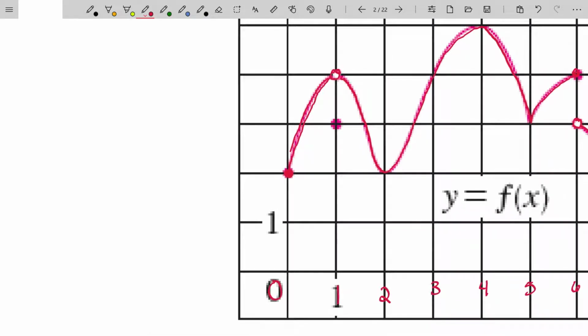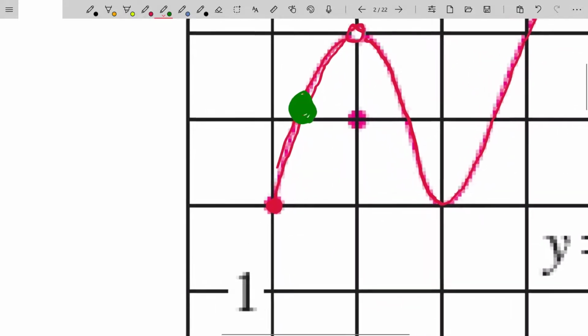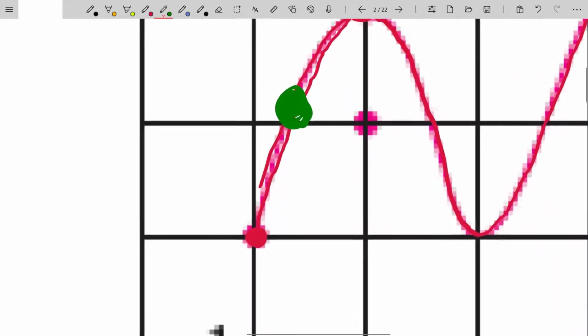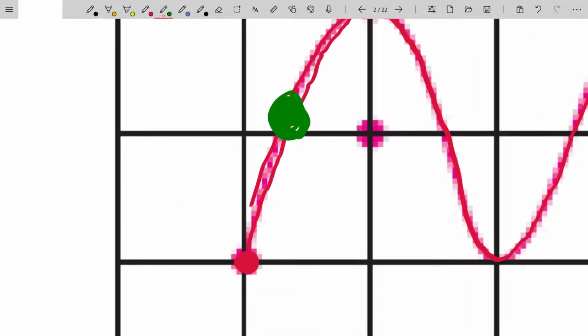Now, let me look right here at this green dot. Let's say I'm standing at this green dot. If I look to the left, this green dot is higher than all of these y values. But if I look to the right, it's lower than all of these y values. So that point is neither a local max nor a local minimum.